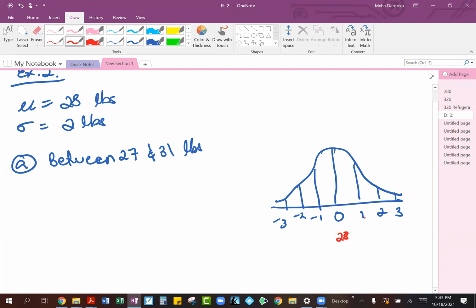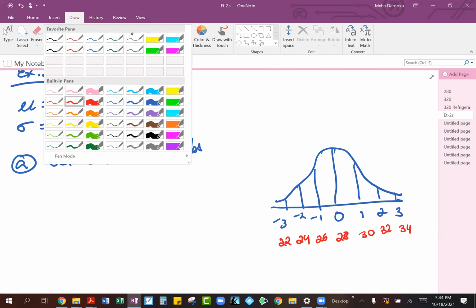So of course, if we go 1 standard deviation above, that would be 28 plus 2, which would put us at 30. 30 plus 2 would be 32. 32 plus 2 would be 34. So, we keep adding that standard deviation of 2 pounds to get our 3 standard deviations above. And then to get your standard deviations below, we will subtract. So 28 minus 2 will give us 26. 26 minus 2 will give us 24. 24 minus 2 will give us 22. So these numbers are in particular to our example.